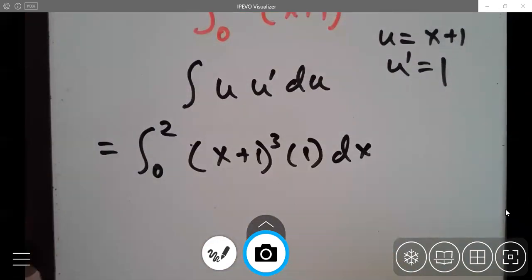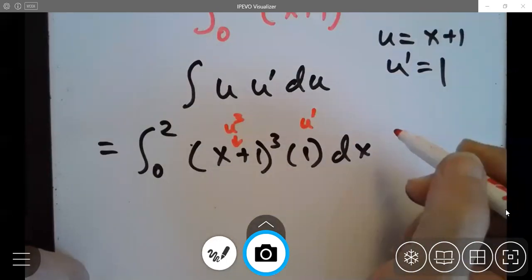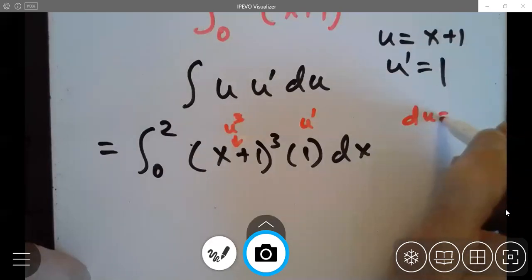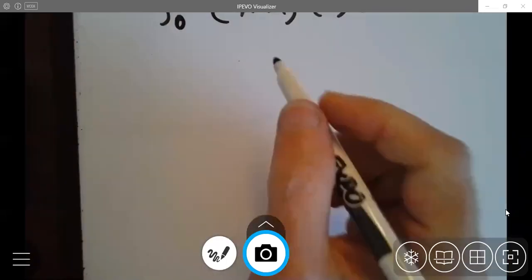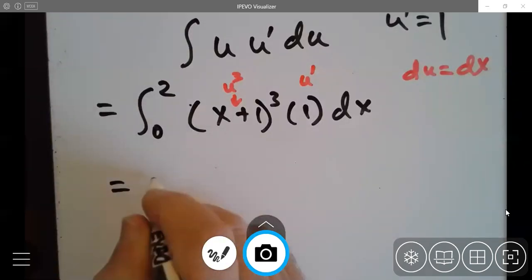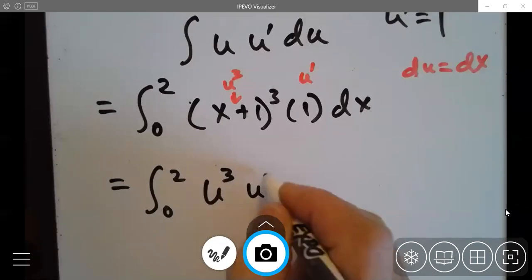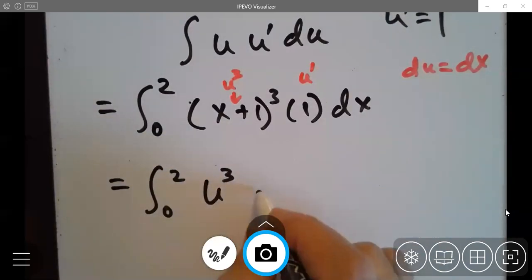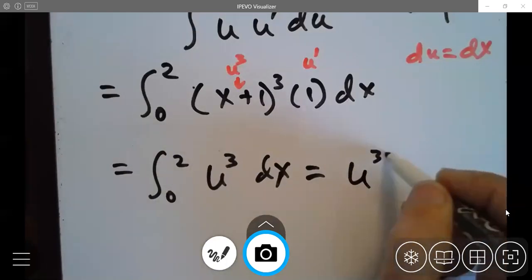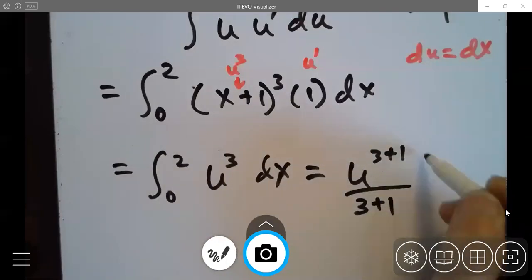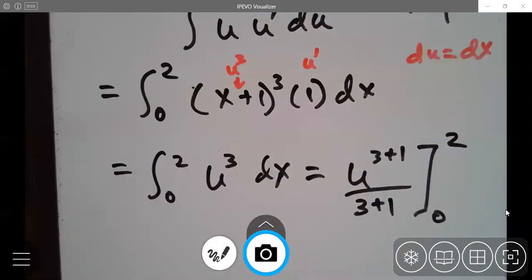Okay, so this is u cubed right here, and this is u prime here. And so du is the same as dx. They're the same. So we can change this to the integral from 0 to 2 of u cubed, and du is just 1, so we're just going to leave it off as just 1 dx. Okay, so this will be u to the 3 plus 1 over 3 plus 1, right, from 0 to 2. All right.